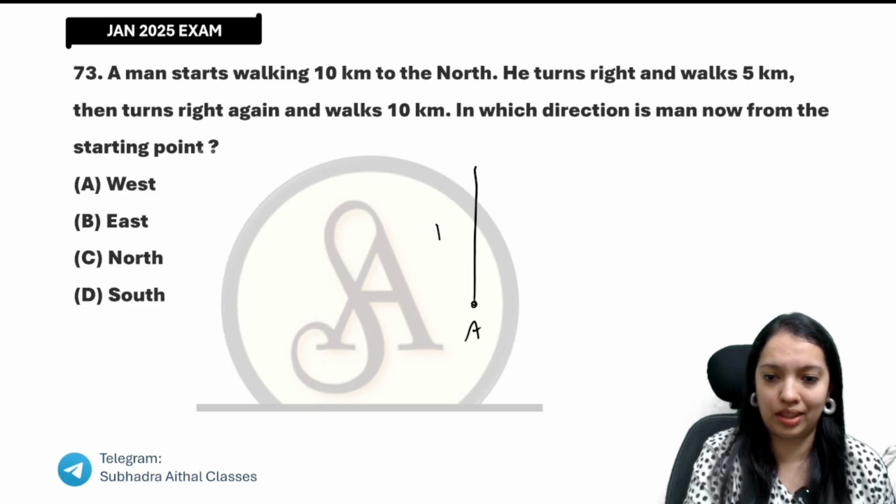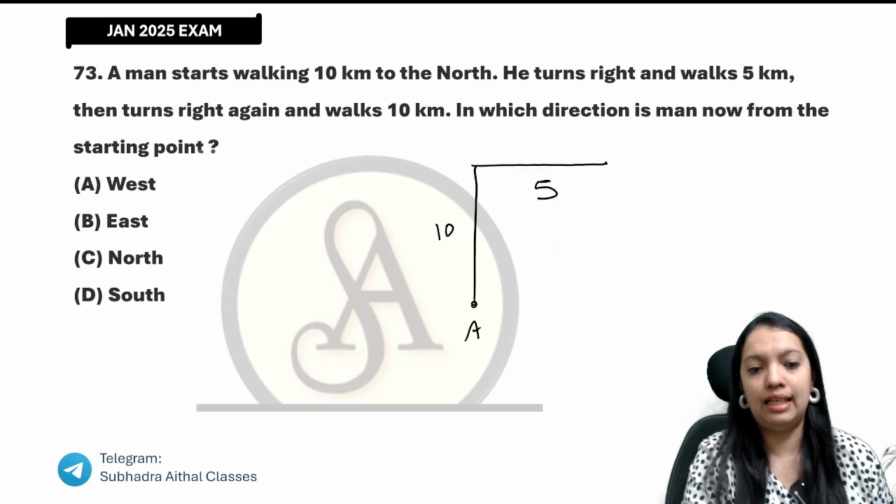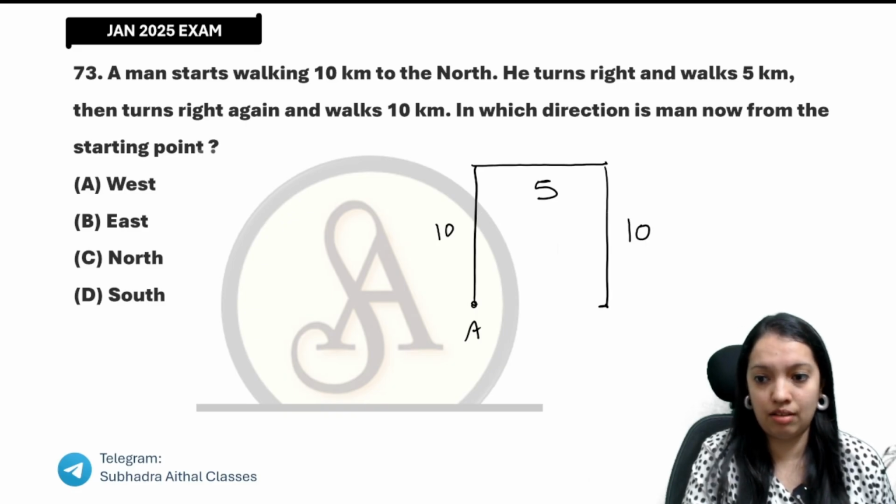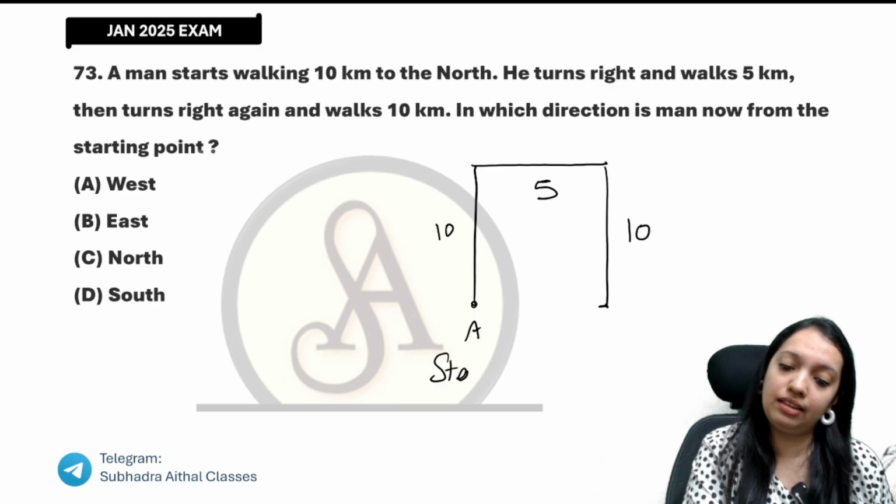Next, a man started walking 10 kilometers towards north. Starting point, 10 kilometers. He turns right and walks for 5. Then he turns right again and walks for 10. In which direction is the man from the starting point? If I take this as the starting point, this is the ending point Z.